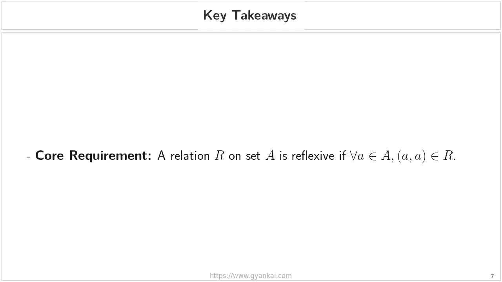Key takeaways. Now, let us conclude our session by summarizing the most important points regarding reflexive relations. First, let's revisit the core requirement. Formally, a relation R on set A is reflexive if, for all elements a in set A, the ordered pair (a,a) is an element of relation R. This is the mathematical foundation we established in our formal definition slide.